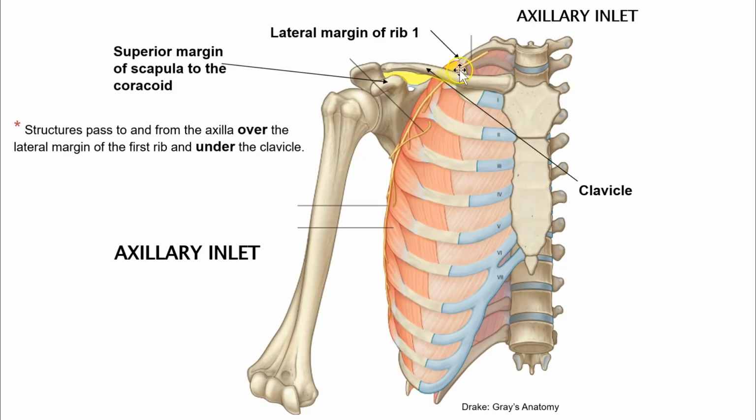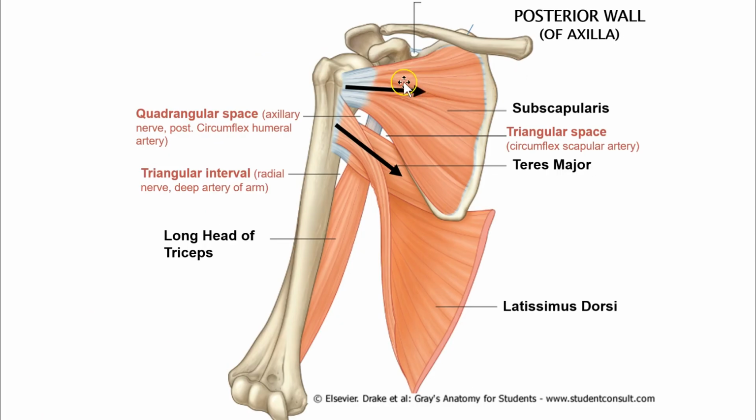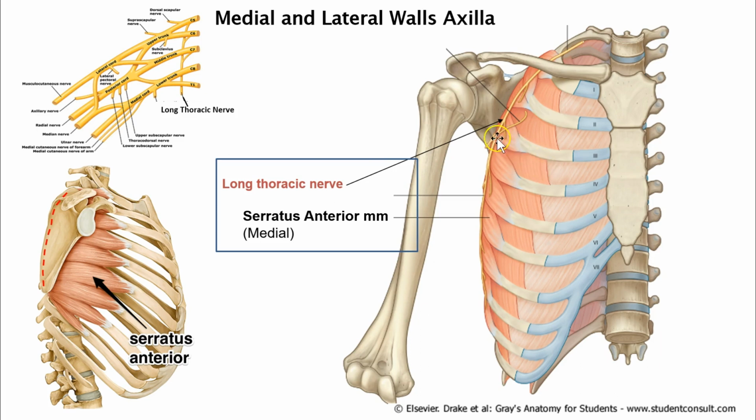The superior entrance to the axilla is called the axillary inlet. So the axillary inlet would be this area between the clavicle, the upper margin of the scapula, and the first rib. The pectoralis major forms the anterior wall of the axilla, so the axilla is posterior to this pectoralis major. And the axilla sits anterior to the posterior shoulder muscles, the subscapularis, teres major, and latissimus. The axilla is, again, lateral to the ribs.